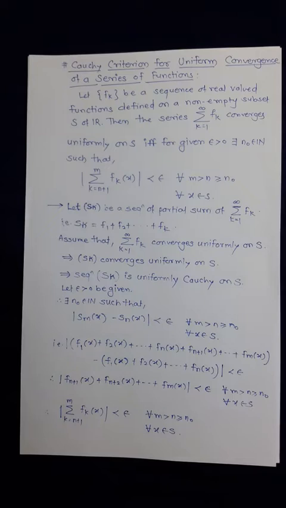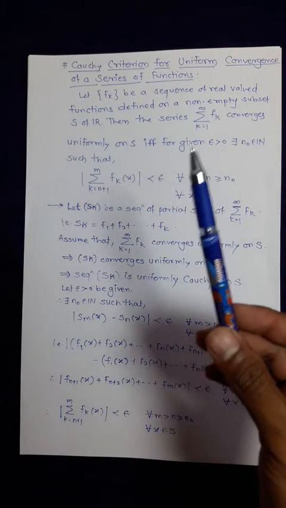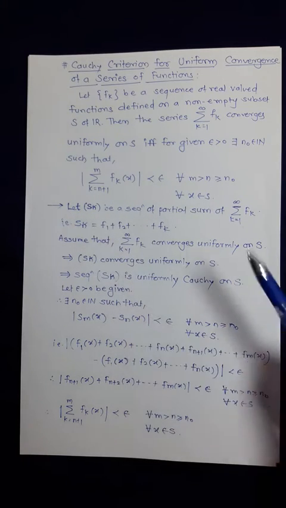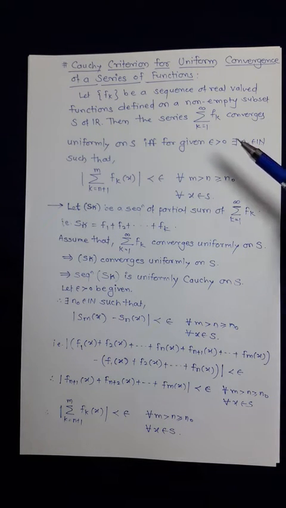Now we will consider its reverse part. I will consider this converse part. Now I will consider this modulus, and we have to prove that summation f_k converges uniformly on S. Conversely, assume that for given epsilon greater than 0, there exists n naught belongs to the set of natural numbers such that modulus of summation k running from n plus 1 to m f_k of x less than epsilon for m greater than n greater than or equal to n naught and for all x belongs to S.